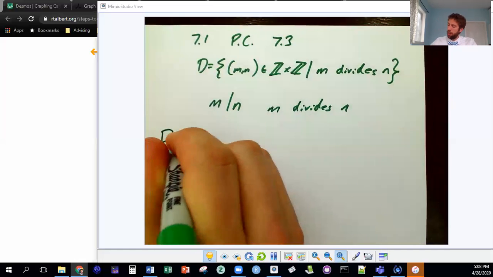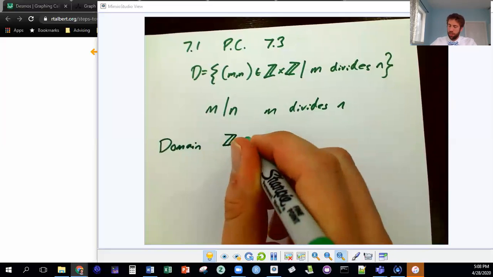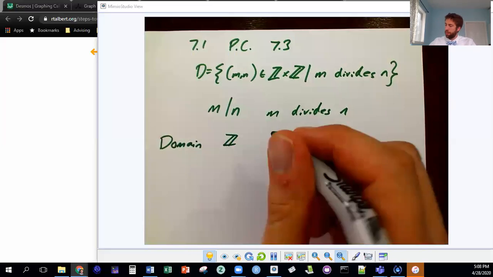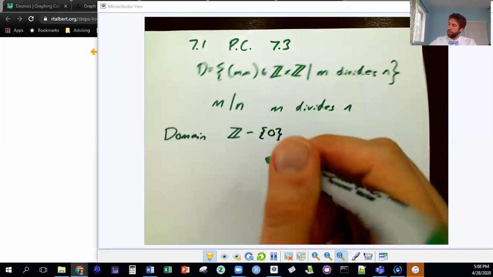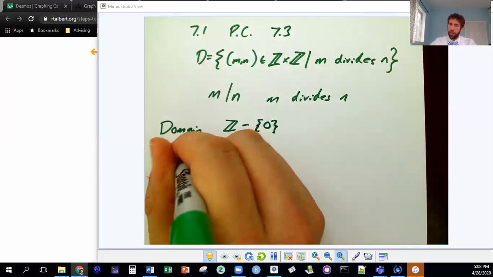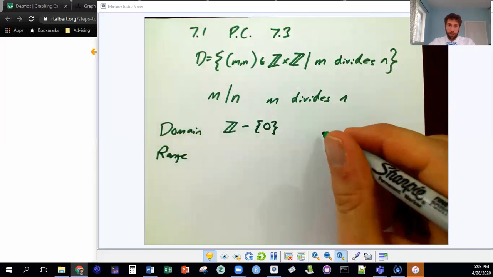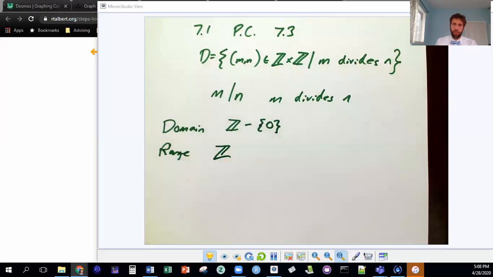So domain, one way to write that would be all integers, set minus 0. Okay, the range, because you can say things like 2 divides 0, because 2 times 0 equals 0. So the range is all integers. Okay?